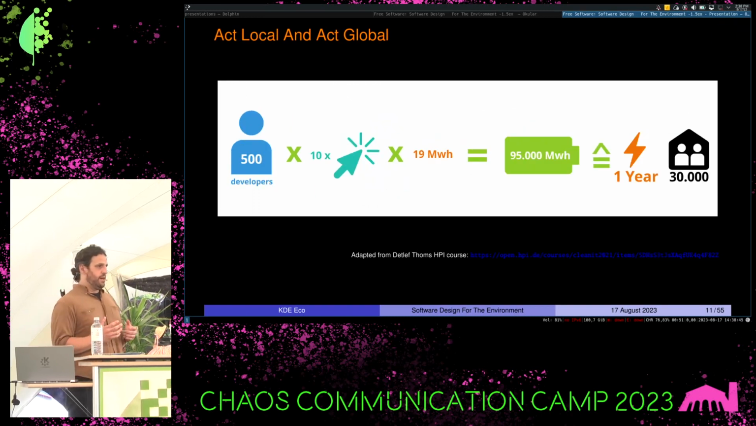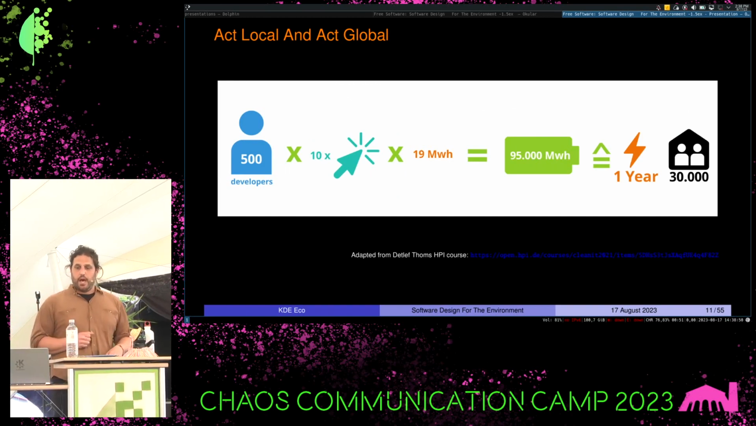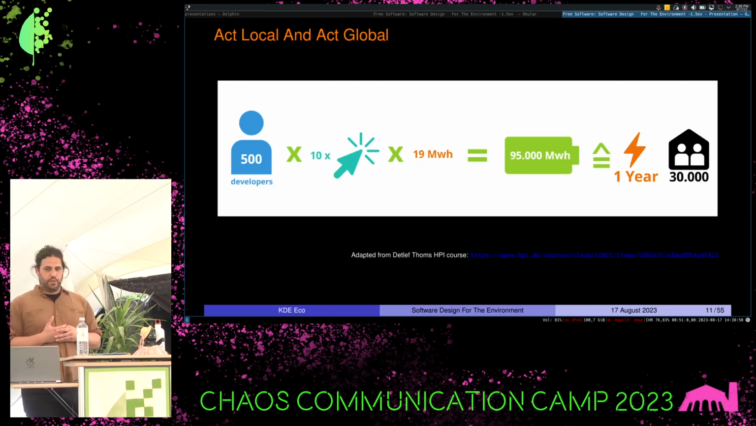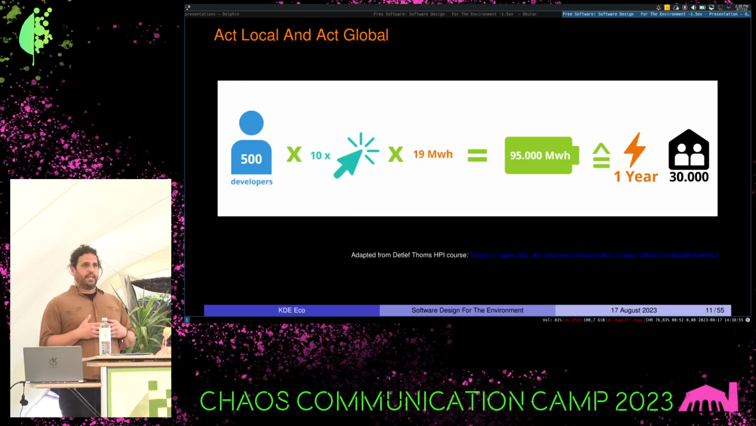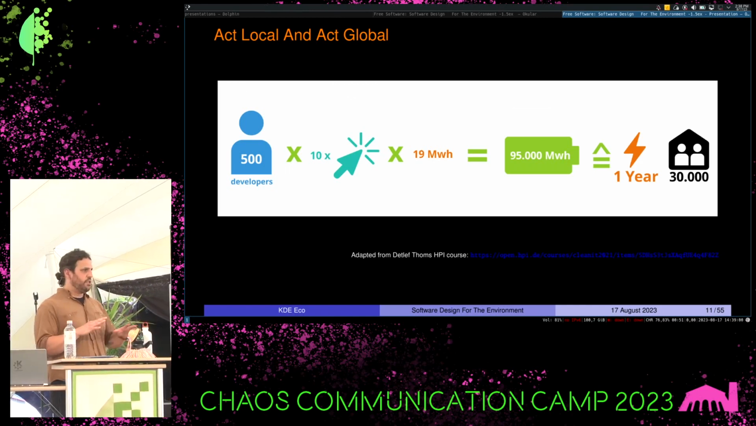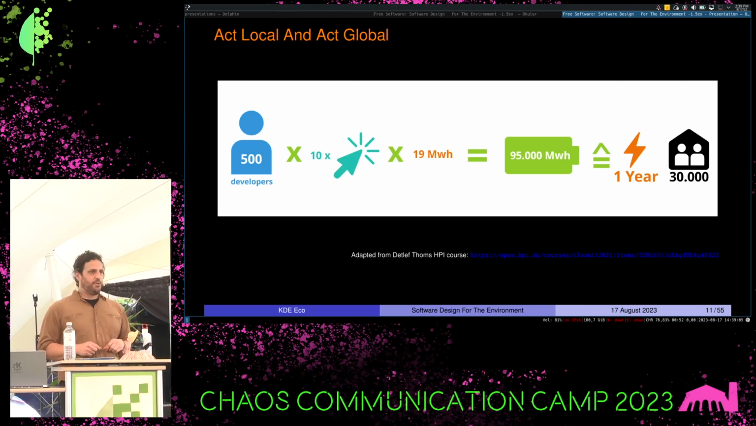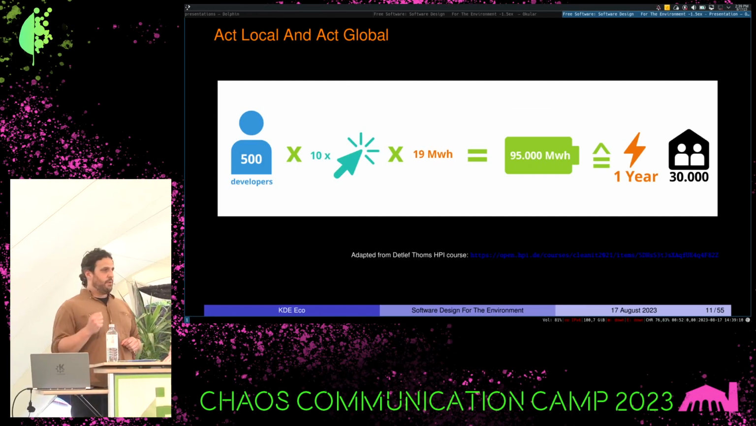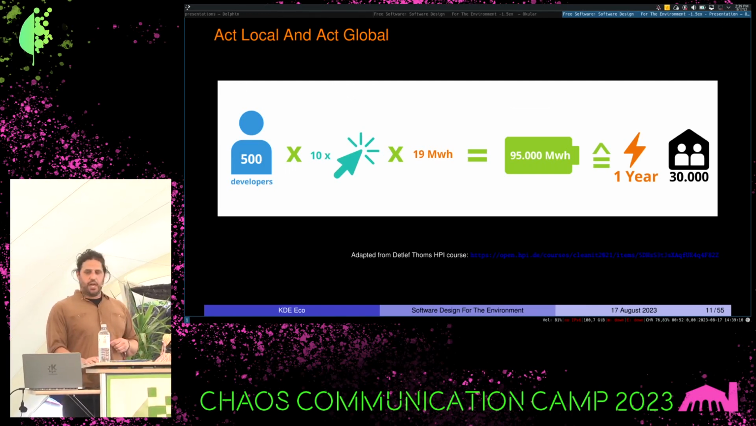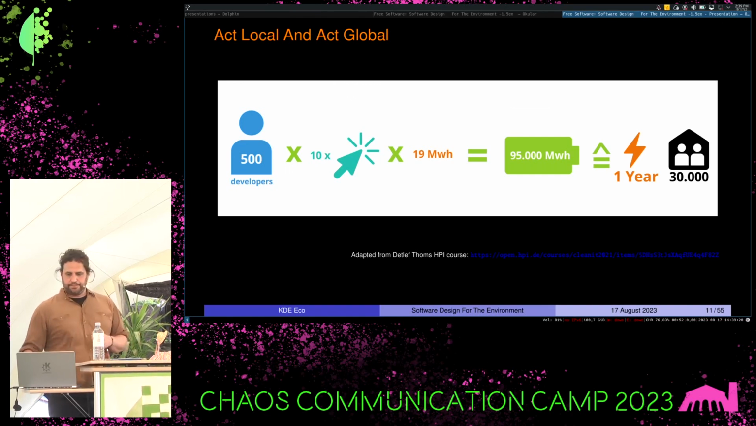And the thing about software is that you're not only changing it on one computer, but you're changing it on every computer that gets that update, right? And when you think about it on a global level, these savings really add up very quickly. If I can convince just 500 developers, and I've been giving similar talks now for about 1.5 years, so this is a very realistic goal, 500 developers to try to achieve just 10 of those efficiency gains. Multiply that by 19 megawatt hour savings, and you're talking about the energy consumption of 30,000 two-person households in 1 year. So scaling it up, you get to really big efficiency gains.